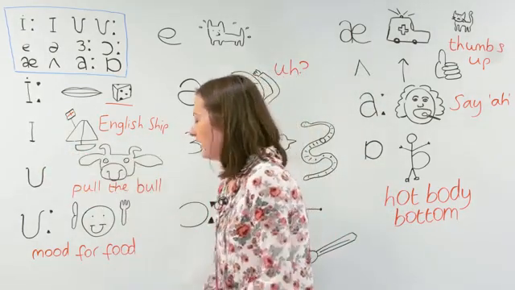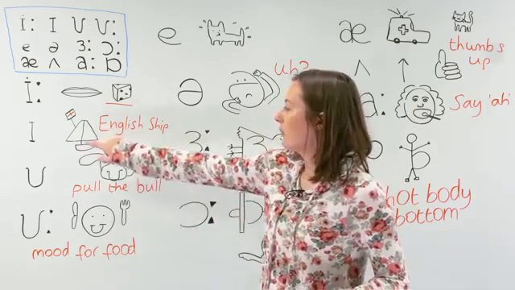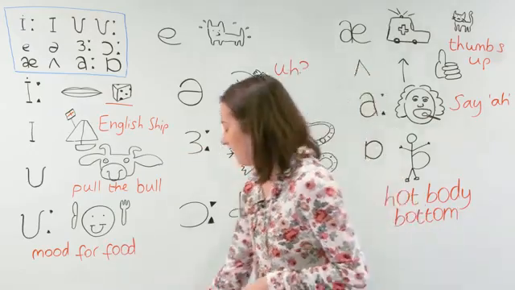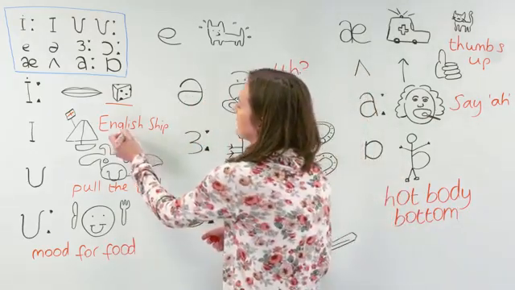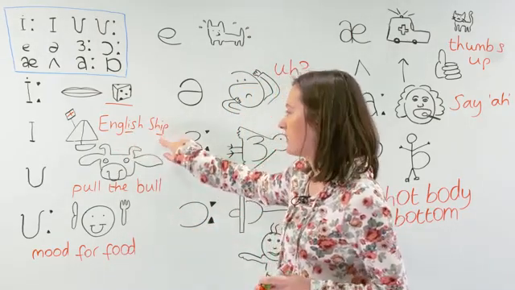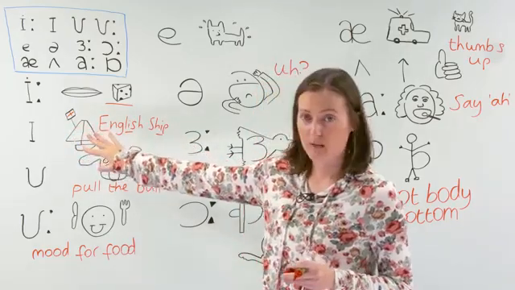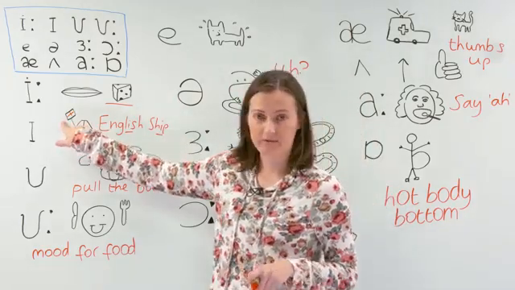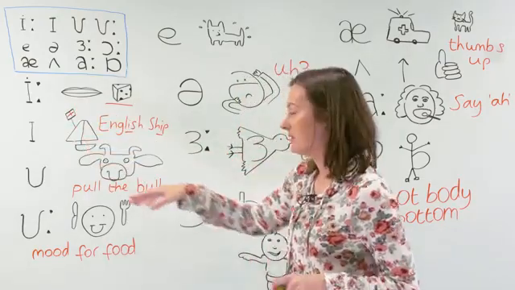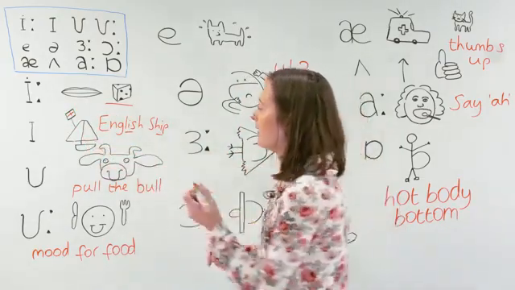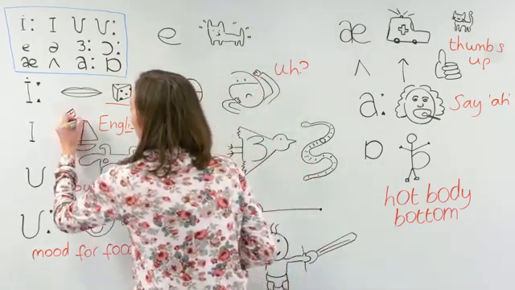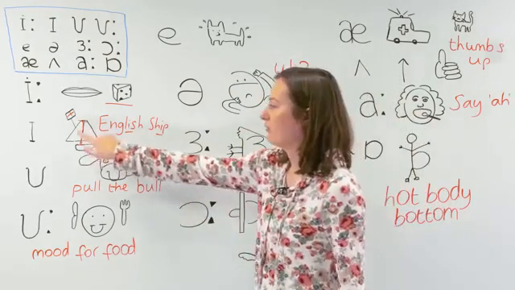Next we have I. To remember I, we can remember the phrase English ship. The phrase English ship has the I twice in it, once in English and once in ship. And I drew a picture of a ship here. Here we have the English flag. This is the St. George's flag, which represents only England. And if you look inside the boat, we can also see the shape of the I.